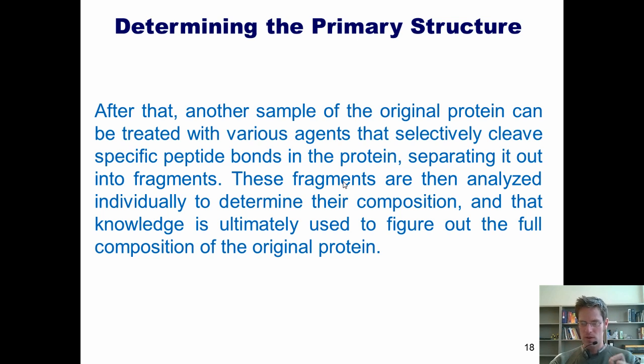To figure out the order that they're in, we have to take another sample of the original protein and start treating it with various reagents that selectively cleave or break apart specific peptide bonds, separating that protein out into individual fragments. These fragments can then be analyzed individually. It's much easier to analyze and figure out the sequence of a fragment than it is an entire protein. So we analyze the individual fragments and figure out what their sequences are, and then once we do that, we detective-like go backwards and figure out how each of these fragments went together to constitute the entire original protein.